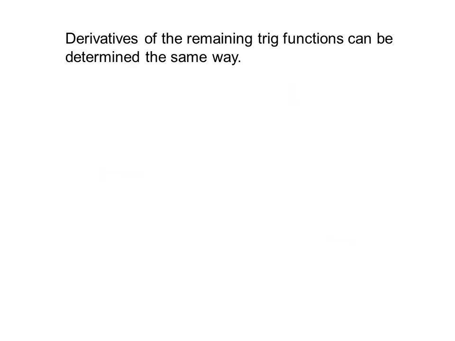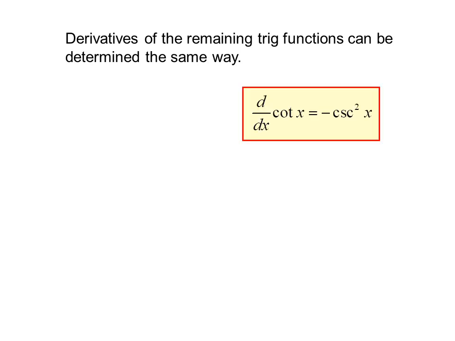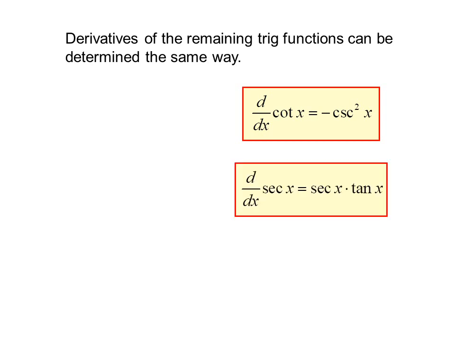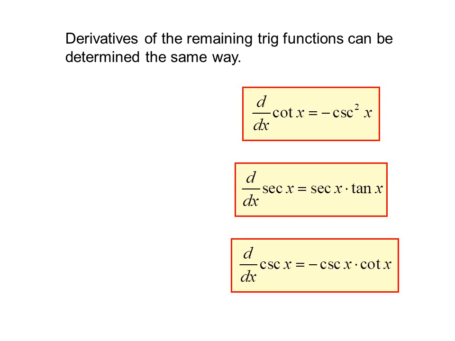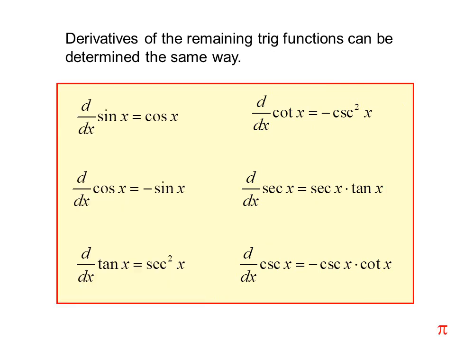Derivatives of the remaining trig functions can be determined the same way. So we get the derivative with respect to x of cotangent x is negative cosecant squared x. The derivative with respect to x of secant x is secant x tangent x. The derivative with respect to x of cosecant x is negative cosecant x cotangent x. And there's our complete list.